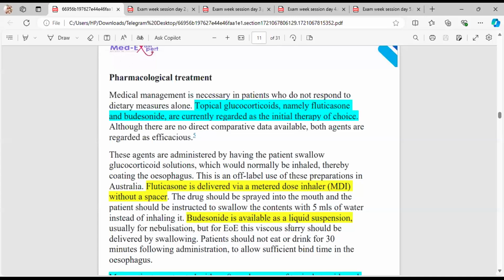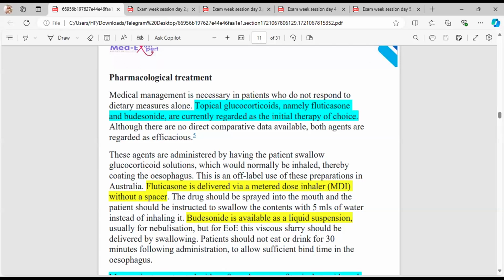So if they say oral fluticasone, definitely our answer will be wrong, because we take fluticasone as an inhaler. And if they say inhaled budesonide, then again our answer is wrong. Why? Because budesonide is available as a liquid suspension. This is the way we will distinguish the right answer, fluticasone or budesonide. But if the route is not mentioned in the options, then your answer will be budesonide, because it is a liquid suspension. So yes, then mark budesonide.